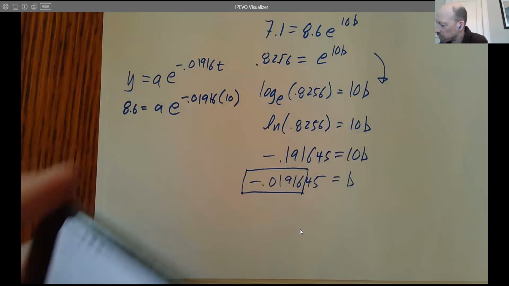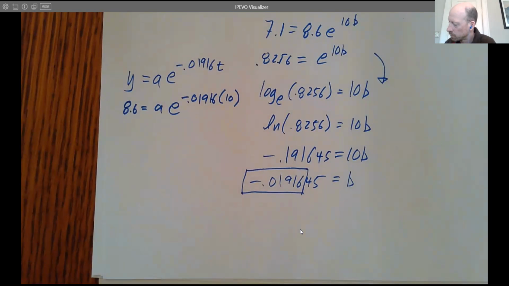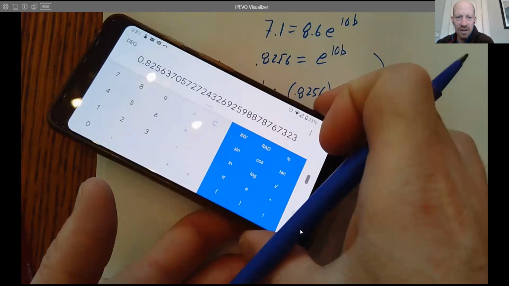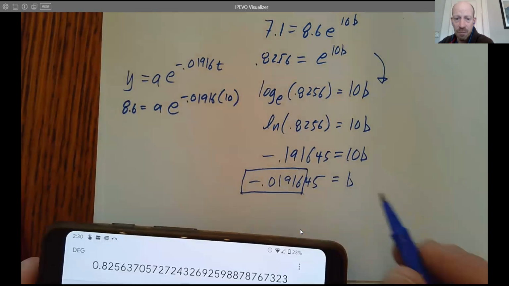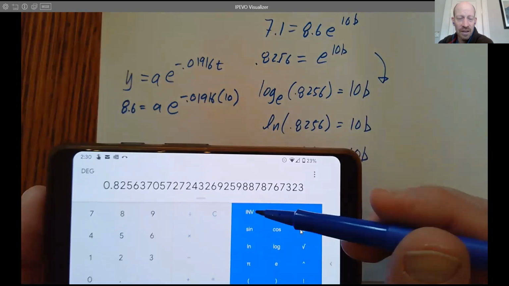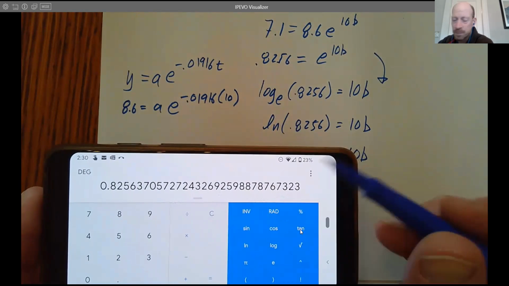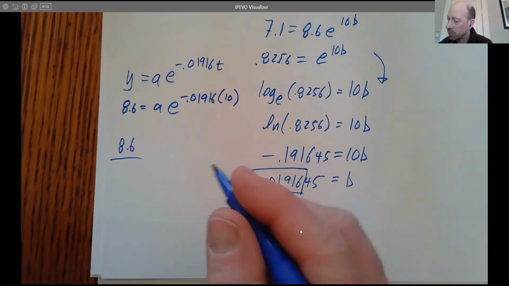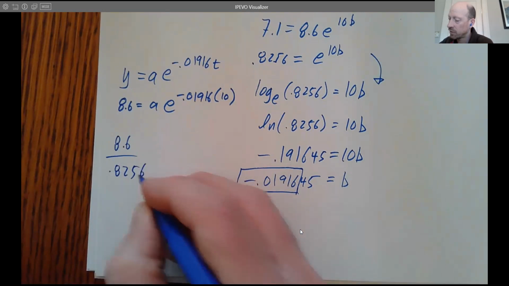I don't actually use this calculator very much. Usually you have to be a little careful about the plus minus, but apparently it doesn't mind using a negative as the minus. So I multiplied this number by 10 and did E to that number, and that gives me that. And then I take 8.6 divided by this number, 0.8256.